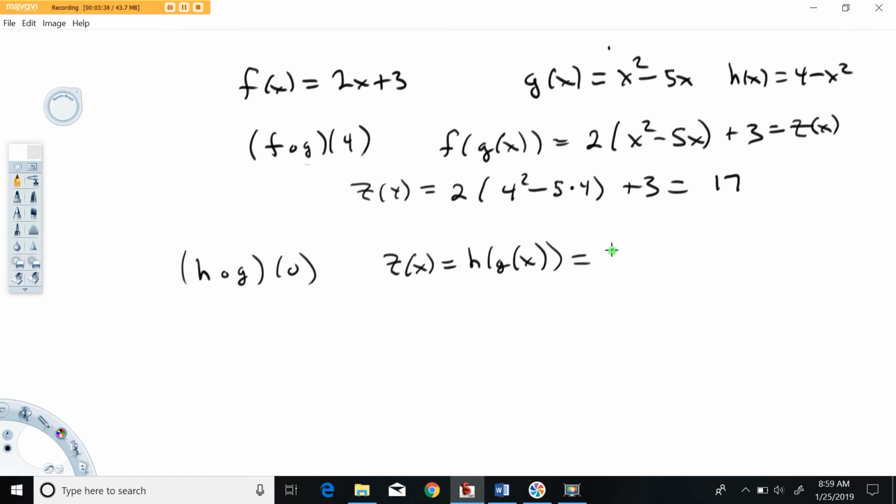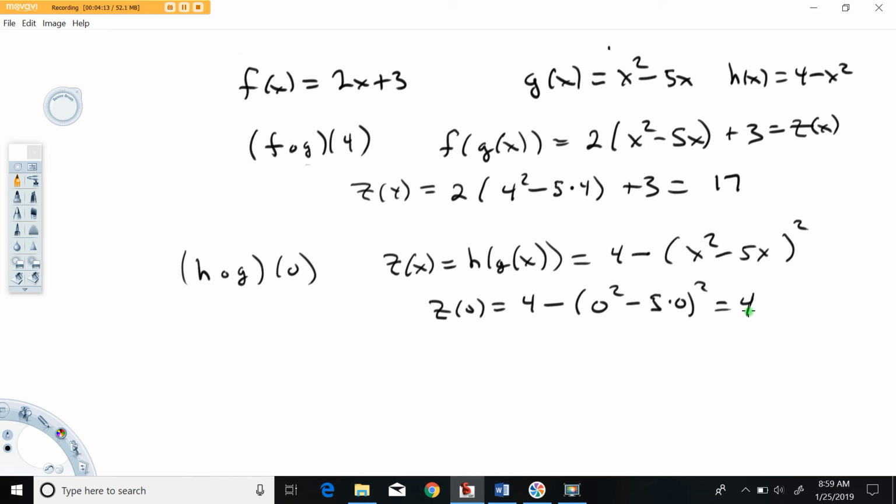So that's going to be 4 minus, and here's where we're going to put g, x squared minus 5x, and don't forget that's being squared. So there's our new function. There's really no need or reason to square that out. So now what we're going to calculate here is, right, h of g of 0. So that would be z of 0. And that means take 0 and put it into this function. 4 minus 0 squared minus 5 times 0, the quantity squared. Right? All of this is just 0 here, so that's equal to 4.